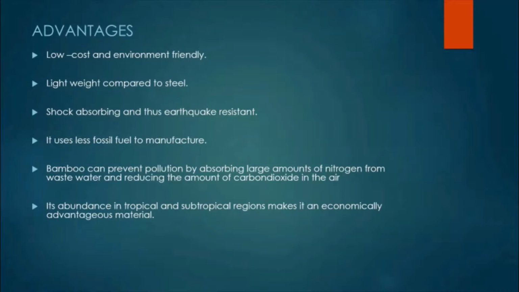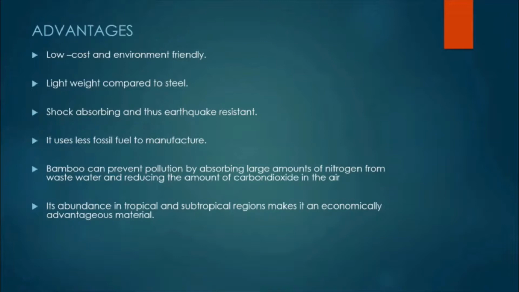In each of its nodes, bamboo has a dividing or transverse wall that maintains strength and allows bending, thus preventing rupturing when bent. Because of this fantastic characteristic, a bamboo construction offers superior earthquake resistance. It uses less fossil fuel to manufacture.